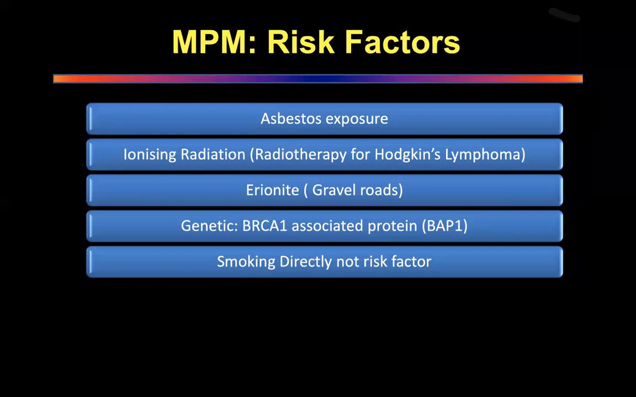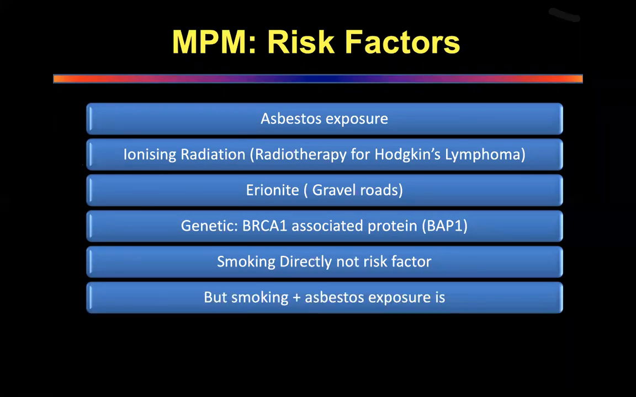Smoking is not directly a risk factor. So that's important to understand that smoking actually causes lung cancer, but is not directly a risk factor for mesothelioma. But smoking plus asbestos exposure is known to be a risk factor. There are a couple of papers which have actually done an analysis of risk factors, and they have come up that smoking directly does not cause mesothelioma, but a combination of smoking plus asbestos exposure is a risk factor for mesothelioma.